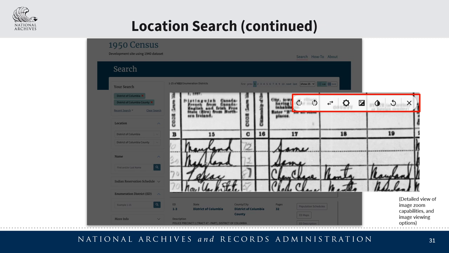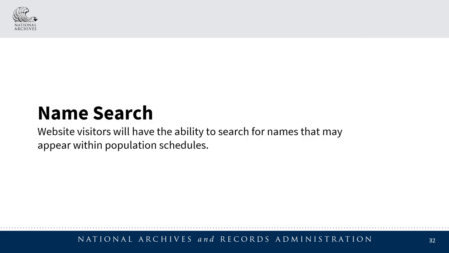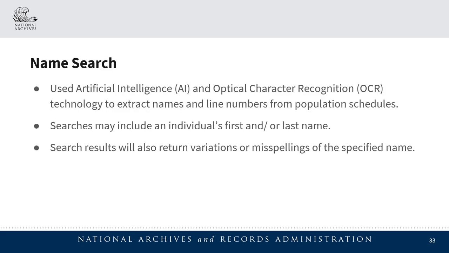The next feature that you can expect to find on the 1950 Census website when it launches on April 1st is name search. Through the name search feature, you have the ability to search for any known name that may appear within the 1950 Census population schedules, specifically those that appeared within the name column on the population schedule forms.